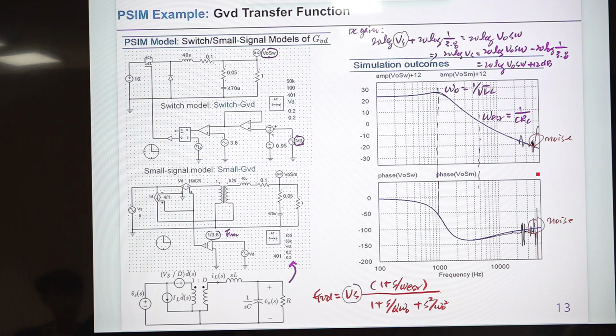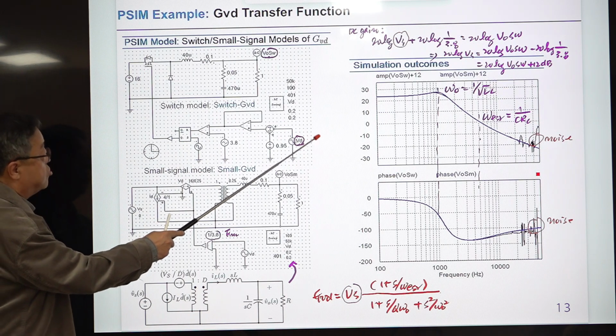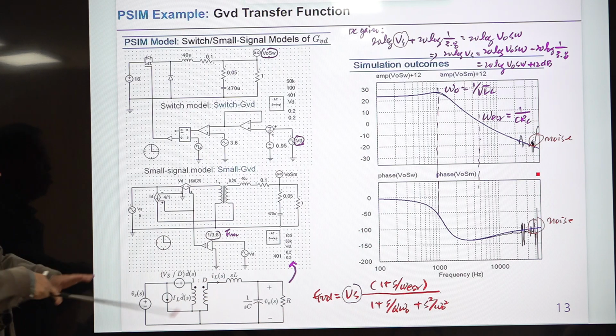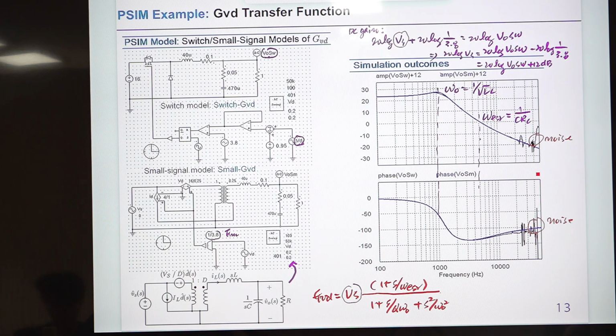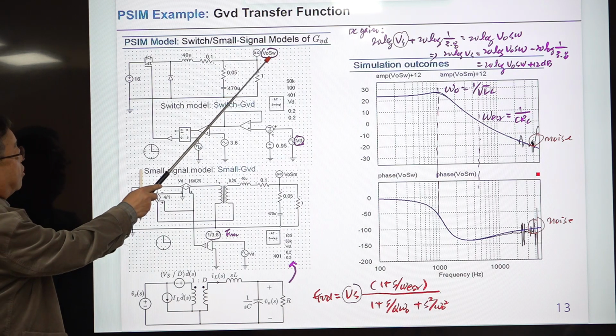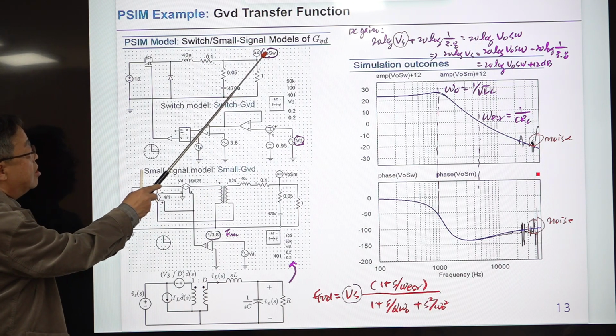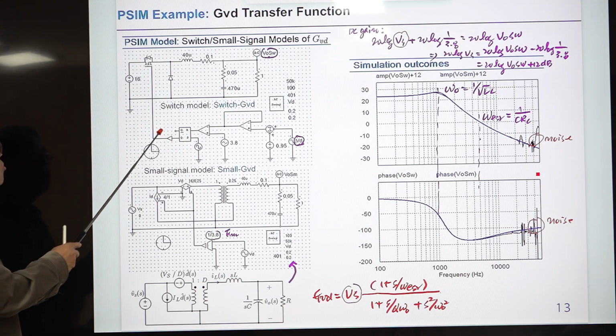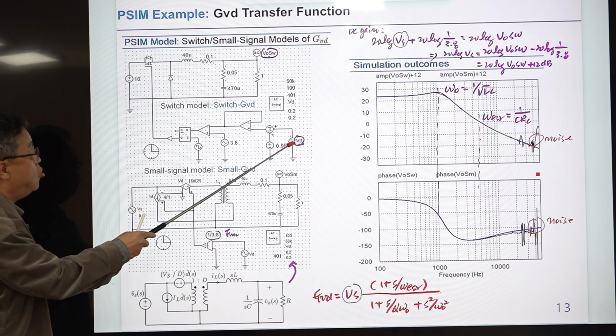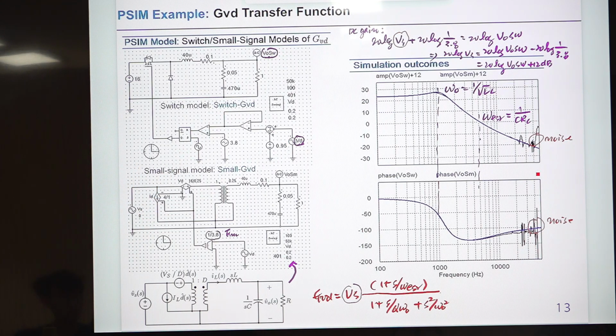Previously, the sinusoidal component was added here. Now you are adding the sinusoidal component here. Then the duty ratio will change in a sinusoidal fashion. So for that case, we simulate from here to there. This is the input and this is the output. But we want to know the duty ratio to output transfer function, while this is the control to output transfer function. So the ratio between this one is VOSW divided by VD.